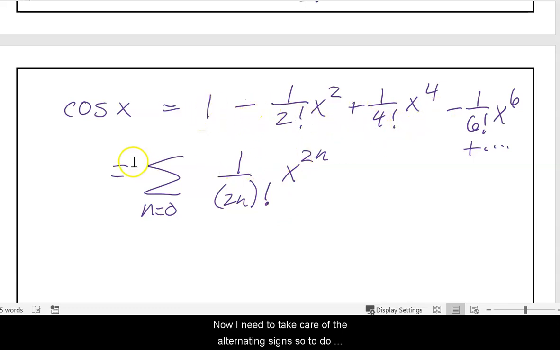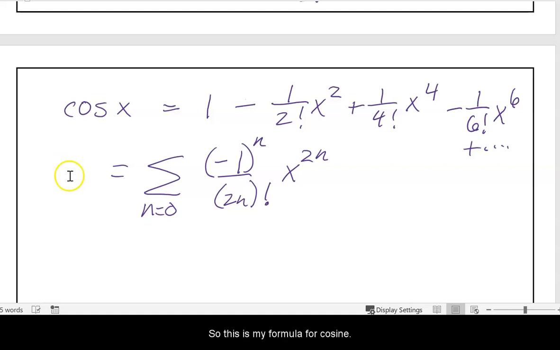alternating signs. To do the alternating signs, I can take a negative 1 and raise it to a power so that the first one is positive and then it starts with the negative after that. So I can just raise it to the n and that will work. Okay, so this is my formula for cosine.